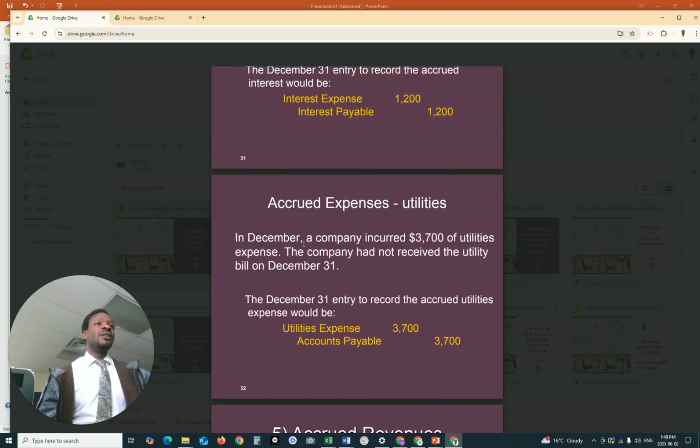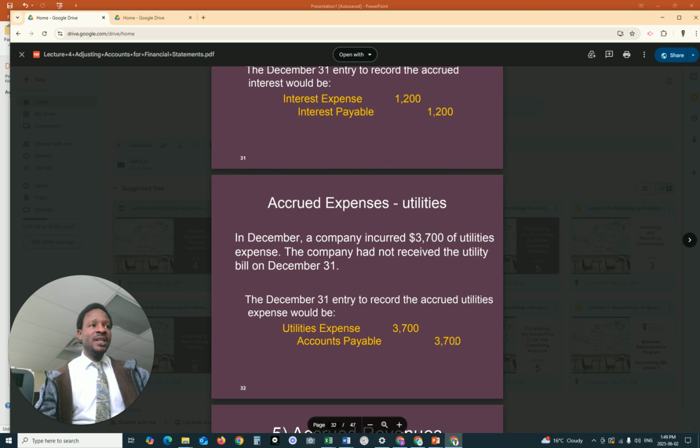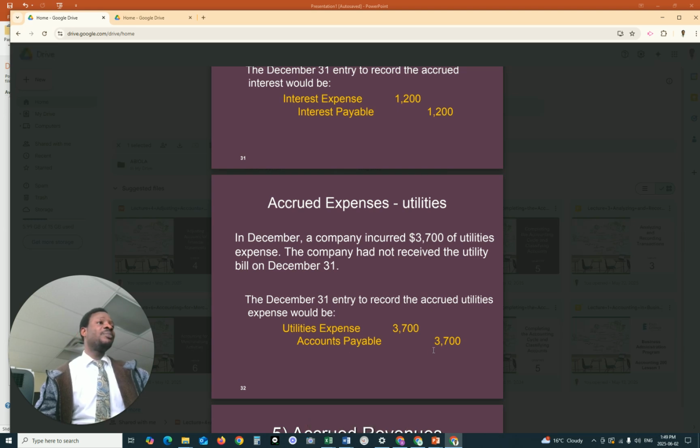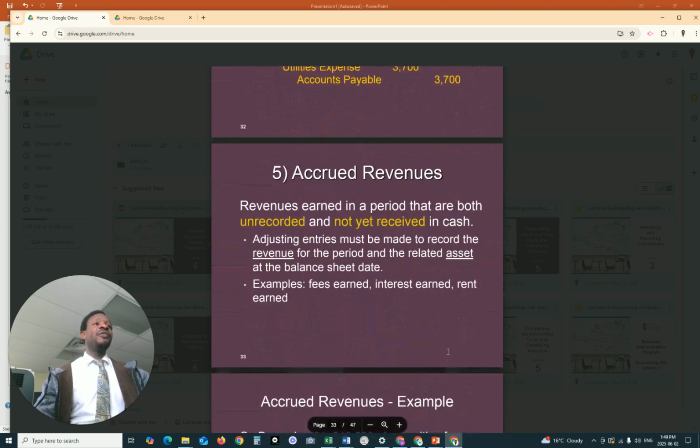In December, a company incurred 3,700 of utilities expense. The company had not received the utility bill on December 31. So the entries to make here are utilities expense 3,700, which is an expense account, but you are owing it, yet to be paid. So accounts payable account, which is a liability account, is credited by 3,700. The fifth one, accrued revenues account.